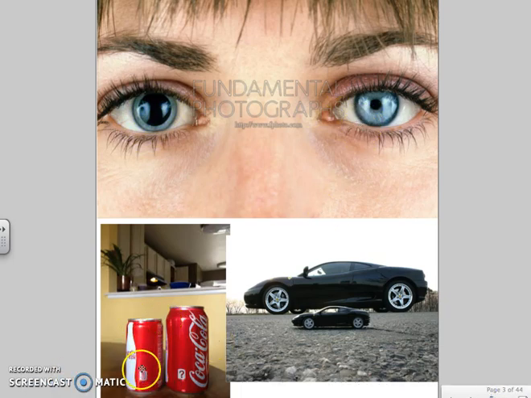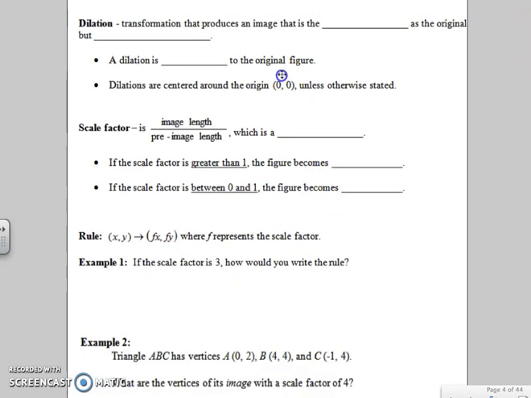You've got that little bitty 100-calorie Coke can, and then you've got the big Coke can. So there are dilations of each other. And then also you've got this little toy car, and then obviously looks like maybe a Maserati, no, Mustang, something like that. So you've got a big shape and you've got a small shape. So that's what dilations are. Okay. So let's take some quick notes.